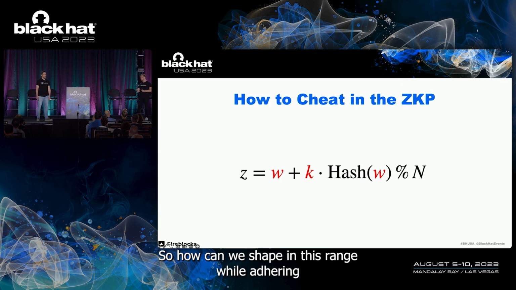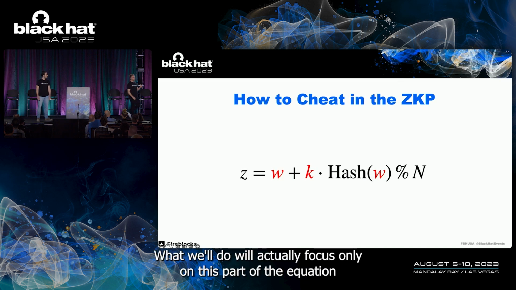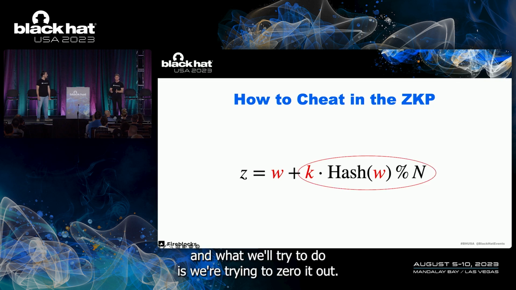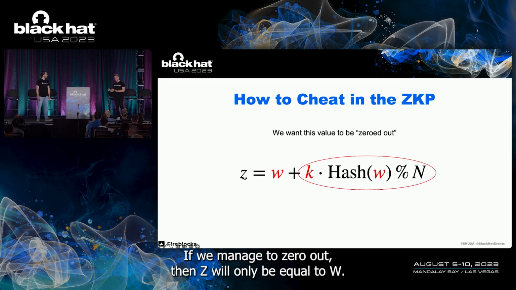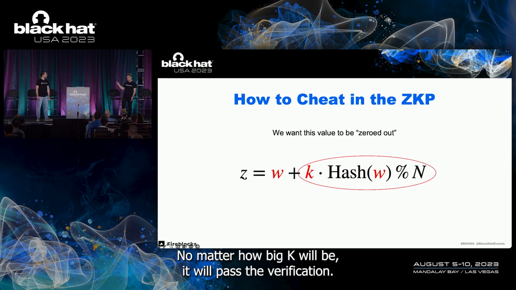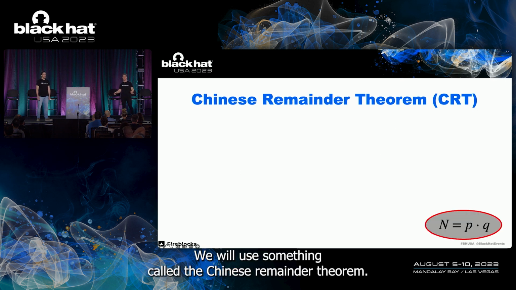So how can we cheat in this range proof while adhering to calculating this formula? What we'll do is focus only on this part of the equation, and try to zero it out. If we manage to zero it out, then z will only be equal to w. No matter how big k is, it will pass the verification. So how will we do that? We will use something called the Chinese remainder theorem.